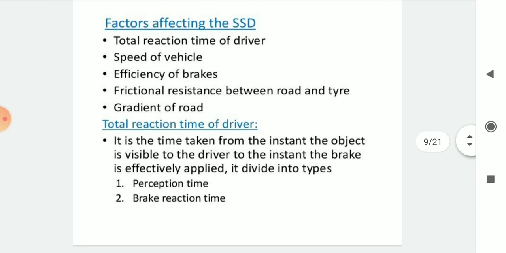Factors affecting stopping side distance: total reaction time of the driver, speed of vehicle, efficiency of brakes, frictional resistance between road and tire, and gradient of road. These are the factors which affect the stopping side distance. Total reaction time of the driver is the time taken from the instant the object is visible to the driver to the instant the brake is effectively applied. It is divided into two types: perception time and brake reaction time.